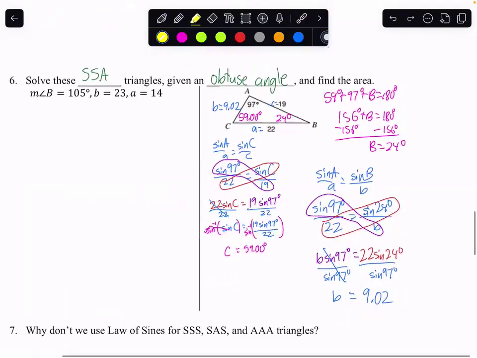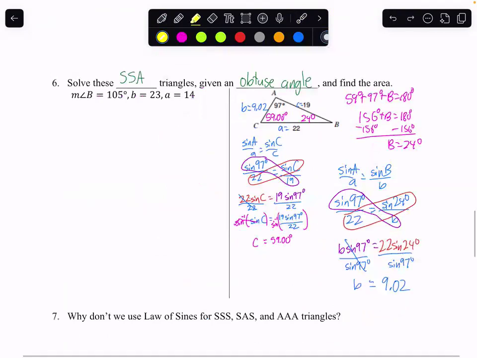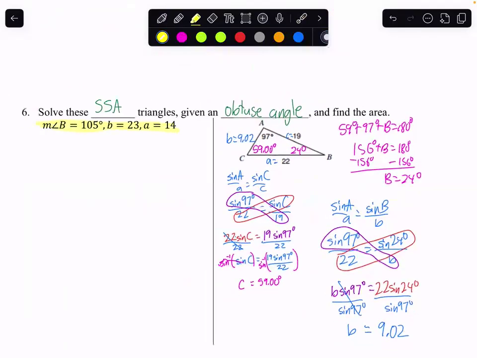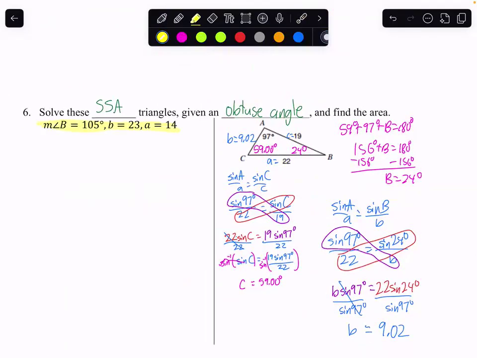And then you could find the area. But I'm not going to do that because I want to make sure you guys get a chance to try this part. Okay, so go ahead and give this last problem a try. Again, you'll have to draw the diagram yourself.